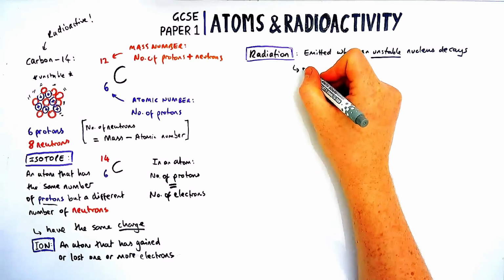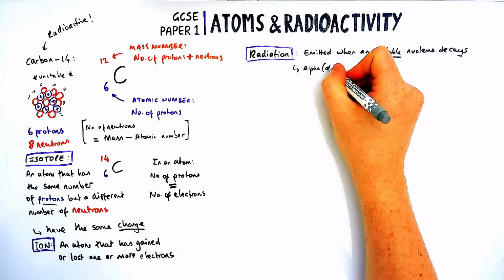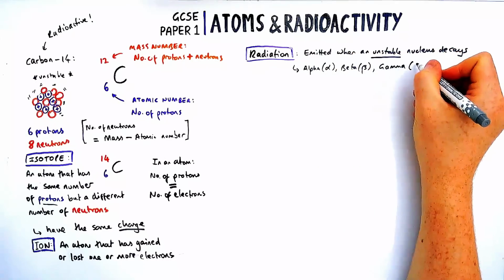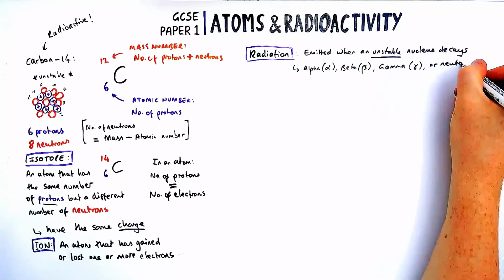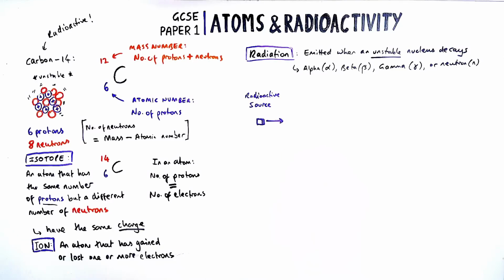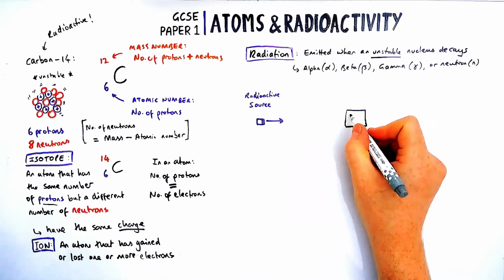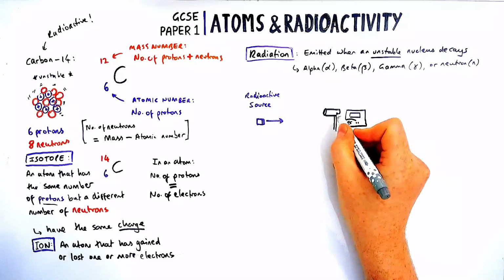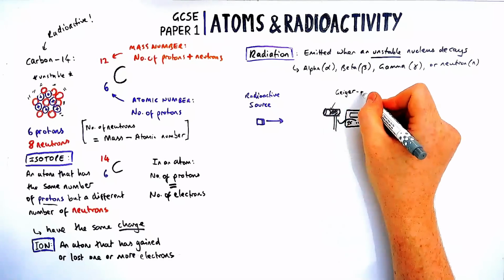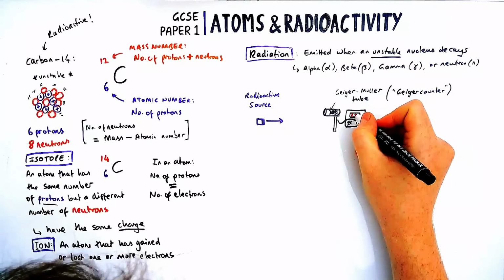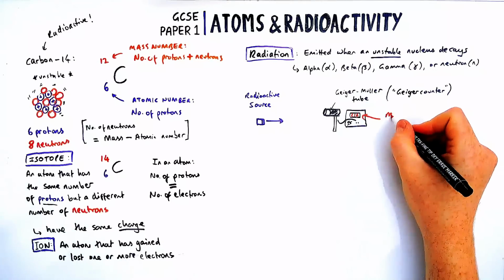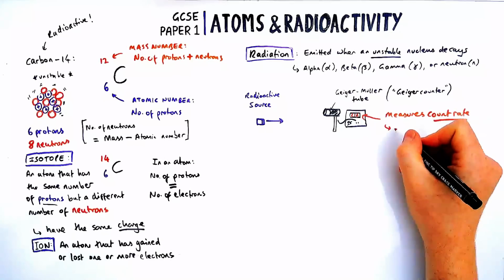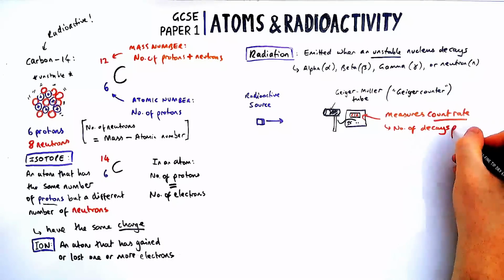Now this radiation emitted when an unstable nucleus decays can either be alpha, beta, or gamma radiation, or sometimes just pure neutrons. So how do we work out which type of radiation it is? Well, we need to have a radioactive source and we need to have something to detect the radiation. That's called a Geiger-Müller tube or a Geiger counter set up close to the radioactive source. The Geiger-Müller tube is hooked up to a counter which is going to measure the count rate. The count rate is defined as the number of decays measured per second.